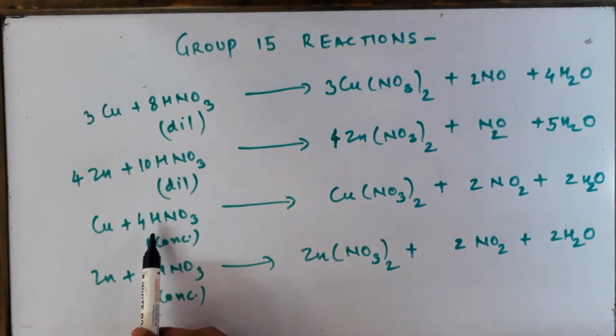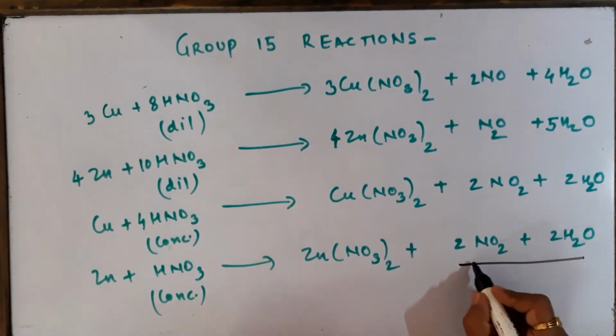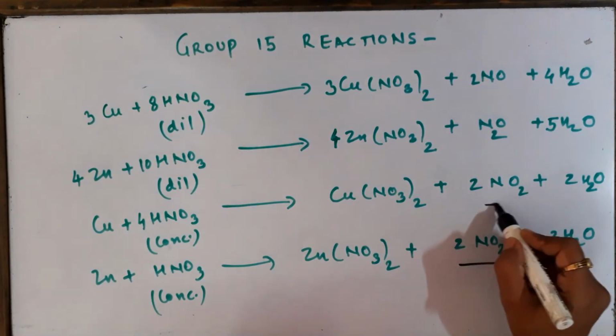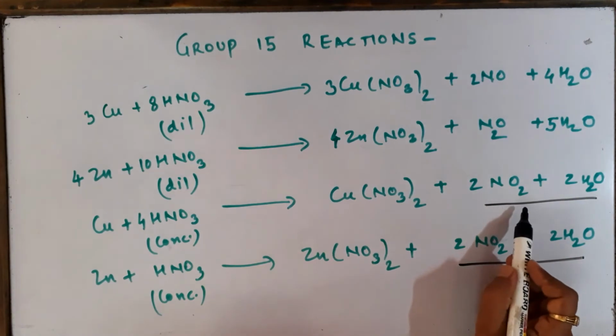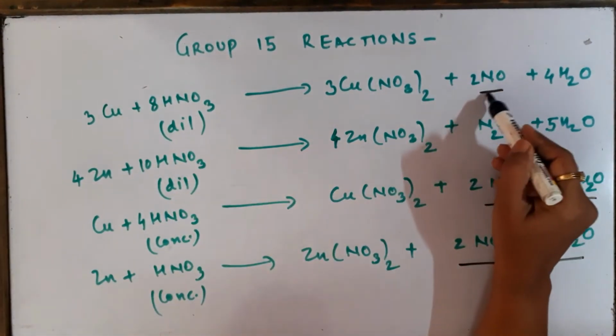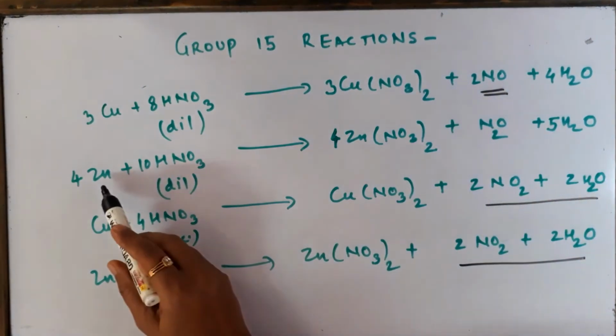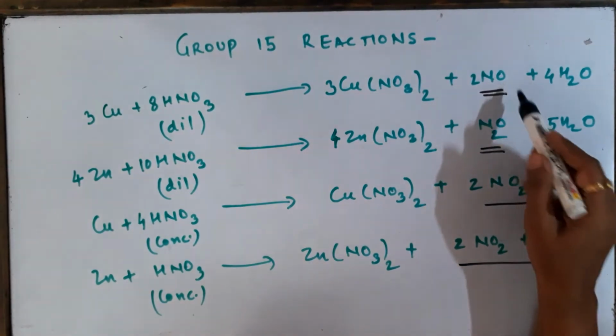Now here, if you take concentrated HNO3 with the metal, these answers are always the same. You will get nitrogen dioxide plus water. So this is always the same thing. Here also you are getting nitrogen dioxide plus water. So concentrated will give you the same thing. But if you take copper with dilute HNO3, you will get nitric oxide. And if you take zinc with dilute HNO3, you will get dinitrogen oxide. So these two things a little bit we have to remember.